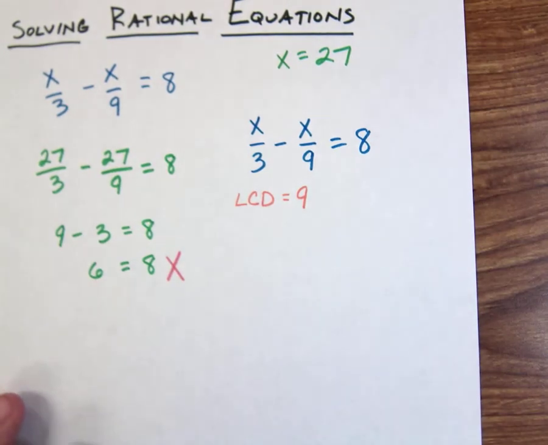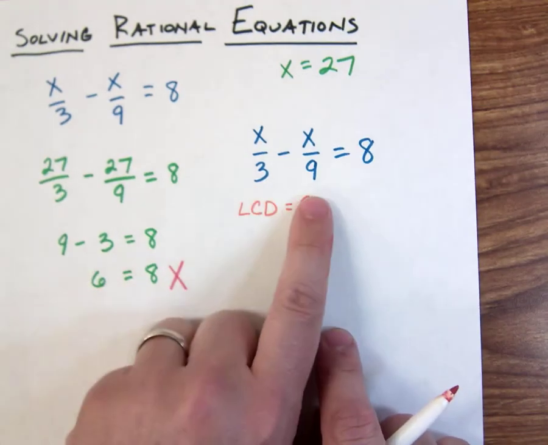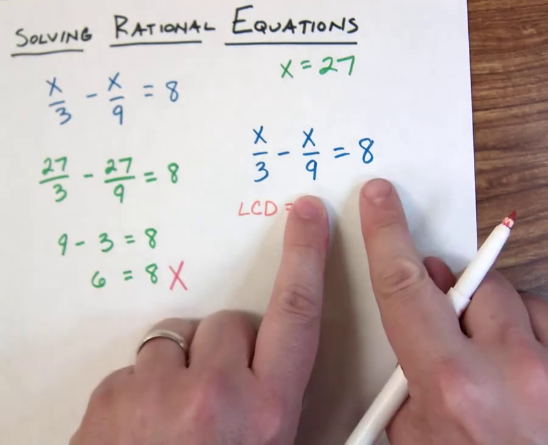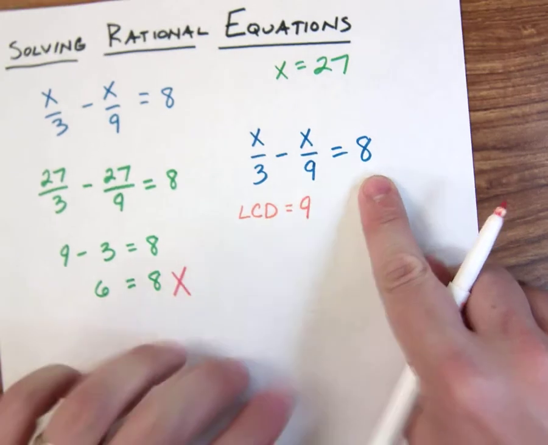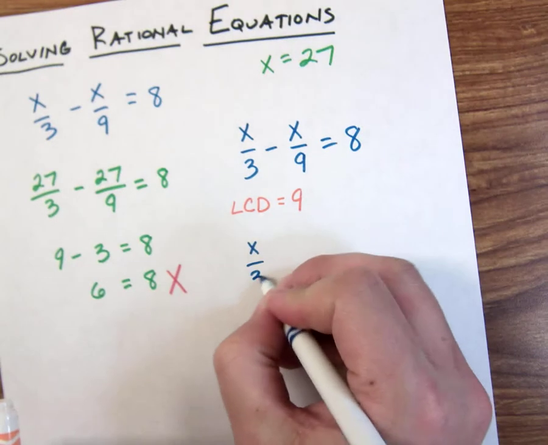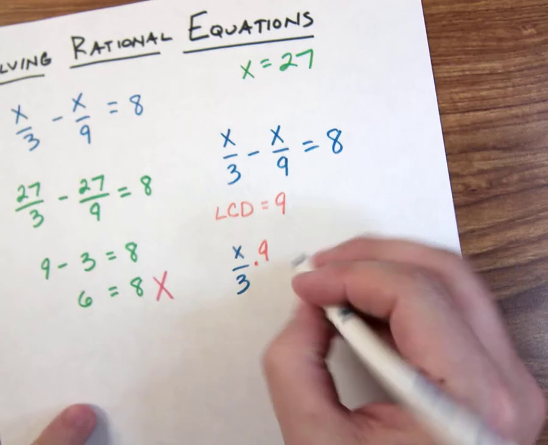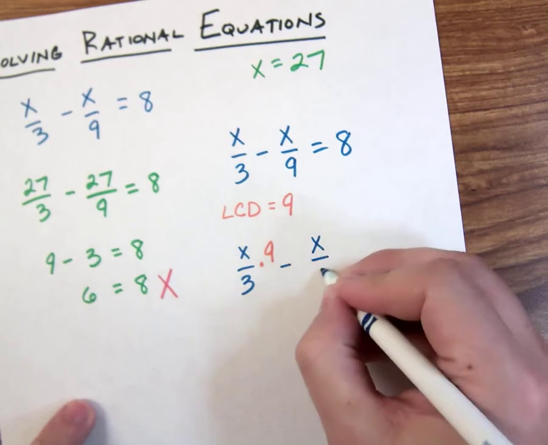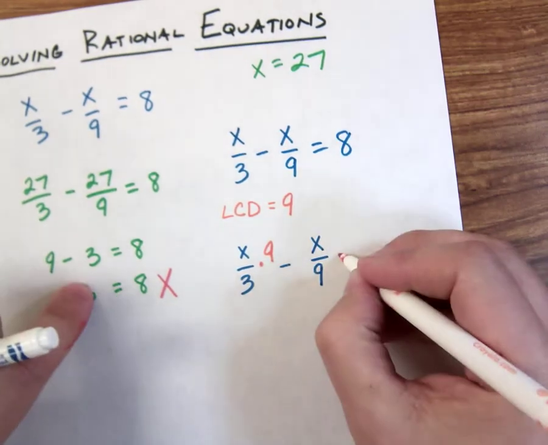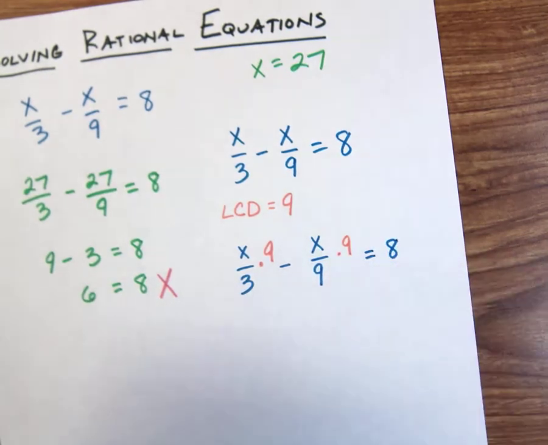Now here's how we're going to get rid of those fractions. We're just going to multiply everything in this problem by 9. And I mean everything. This is going to get multiplied by 9. This is going to get multiplied by 9, and this is going to get multiplied by 9. All three of them. Okay, so let's do it. So we had x over 3. We're going to multiply that by 9. Minus x over 9. We're going to multiply that by 9. Equals 8. We're going to multiply that one by 9 also.